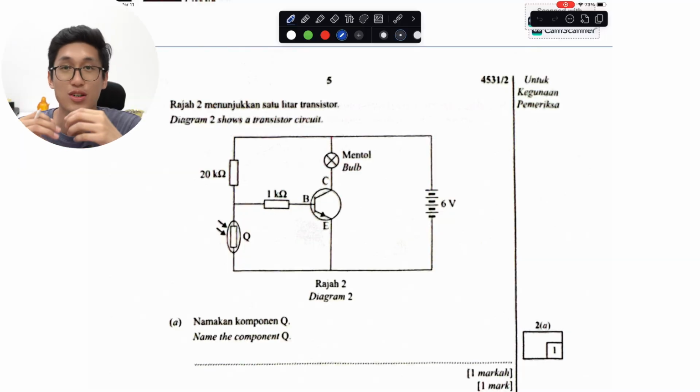Good morning, everybody. So this is a question on Form 5, Chapter 5, Electronics.